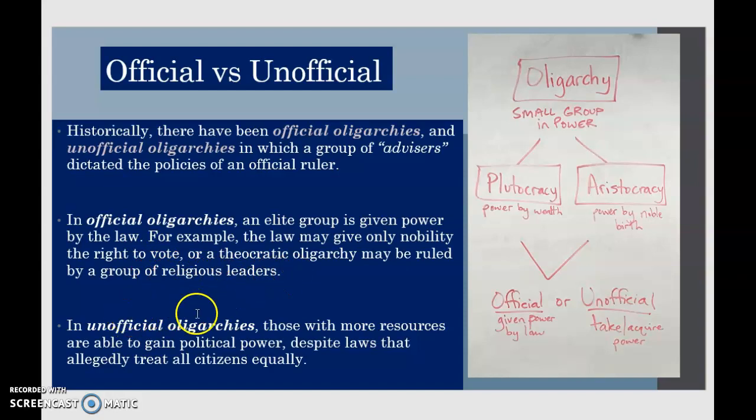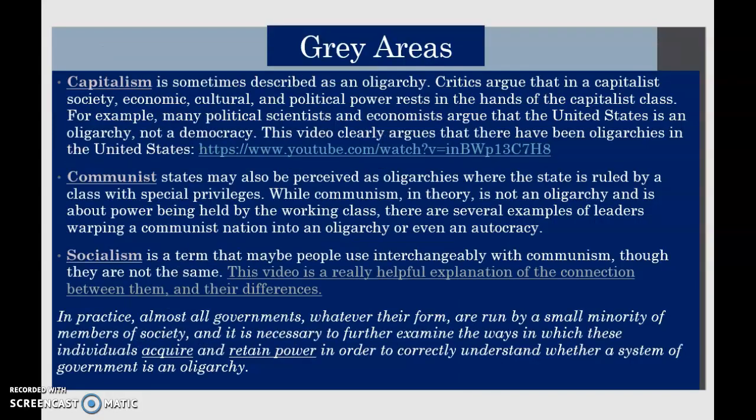While an unofficial oligarchy has to do more with who gains power in the society. So it might have to do more with resources, even though there are laws that are saying that everyone should be treated equal. Individuals amass wealth, and they use that wealth to put themselves in a place of power by various means. So as you can see, there's a lot of gray areas, and that's why oligarchy overlaps a lot with the type of economic system you'll find.